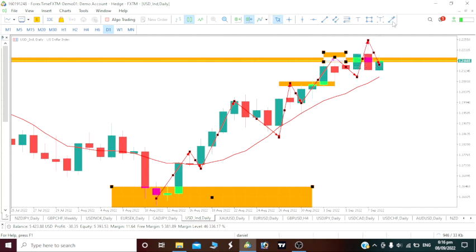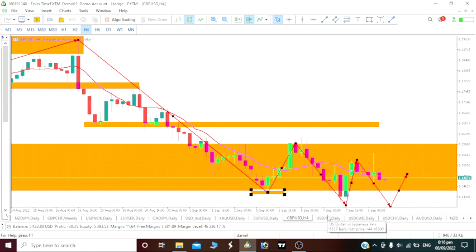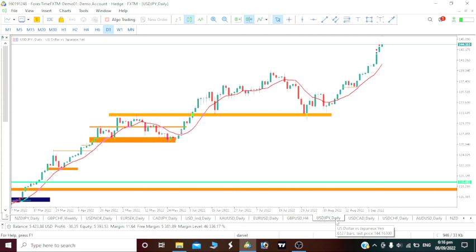Now after this correction, we are expecting an impulse move on the USD index. So once the USD index gives us an impulse move up, then again our GBPUSD will drop. So basically, next day we are expecting a drop on our GBPUSD.